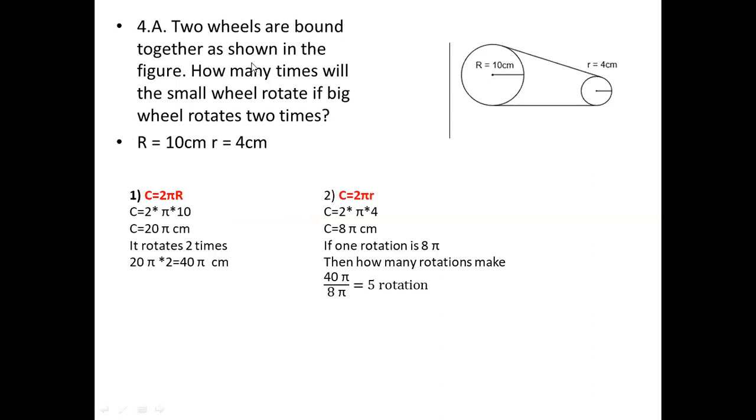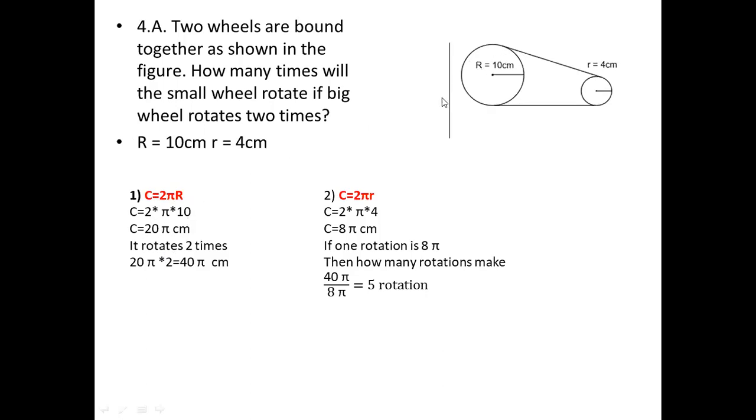Two wheels are bound together as shown in the figure. How many times will the small wheel rotate if the big wheel rotates 2 times? Let's analyze this solution. C is equal to 2 pi r. Pay attention to radius: for the big circle, we use capital R, and for the smaller one, in this example, we use small r. Let's first find the bigger one's circumference. 2 pi R, and 2 times R is 10, so 20 pi centimeters.